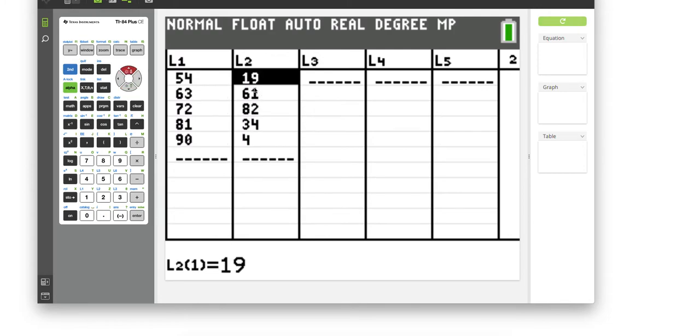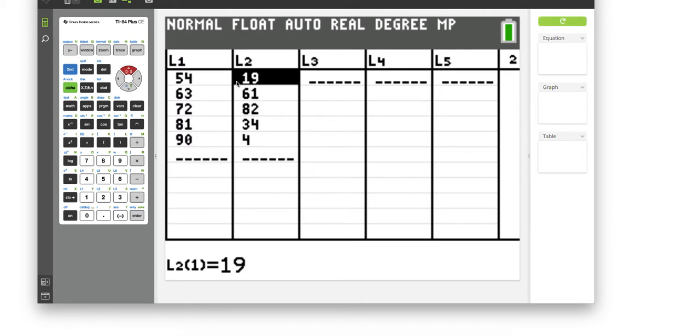This is how many have an average of 54. How many have an average of 61? How many have an average of 82 in this range? Or 82 have an average of 72, excuse me. 34 have an average of 80, 81, and so on. So first thing we need to figure out is what is the expected value?